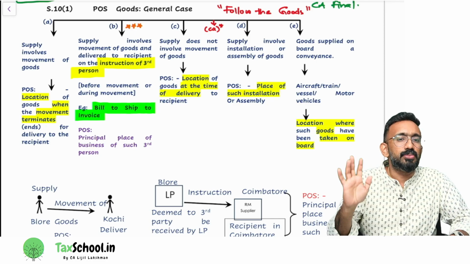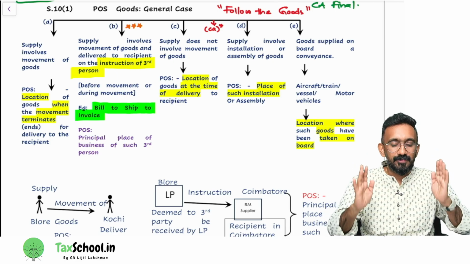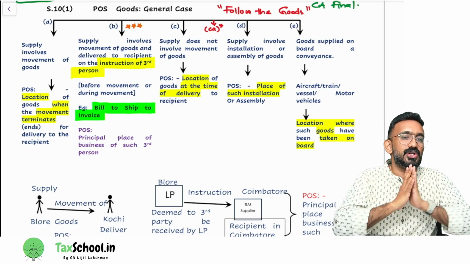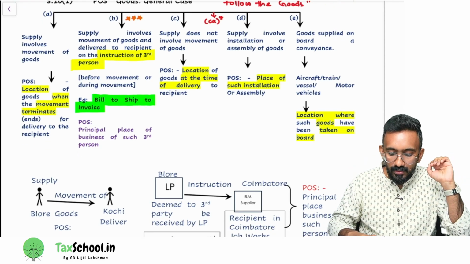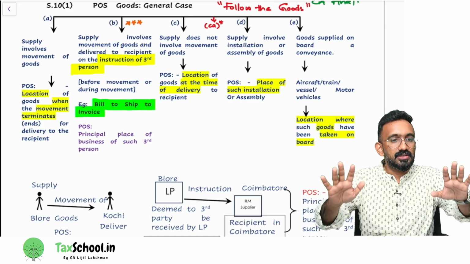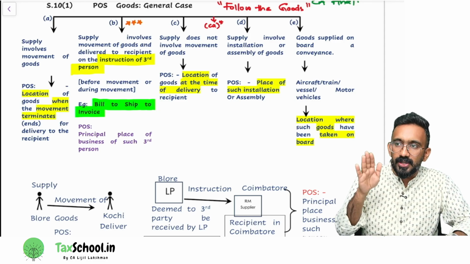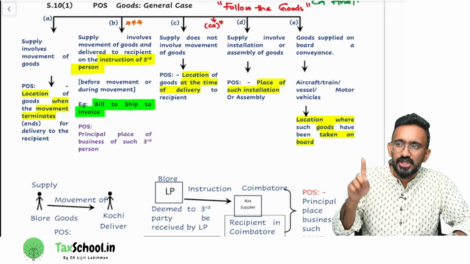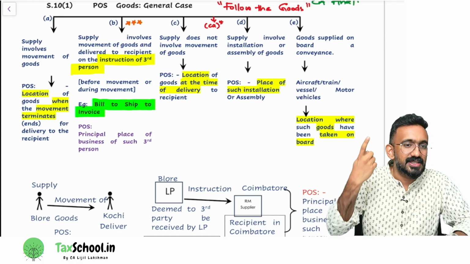I will give you a thumb rule. What is your thumb rule to identify place of supply for goods? Place of supply for goods is the location of consumption of goods. Thumb rule is follow the goods. You go behind the goods. Wherever the goods reach, that is the place of supply. Clause A: when supply involves movement of goods, place of supply would be the location of goods where the movement terminates for delivery to the recipient.